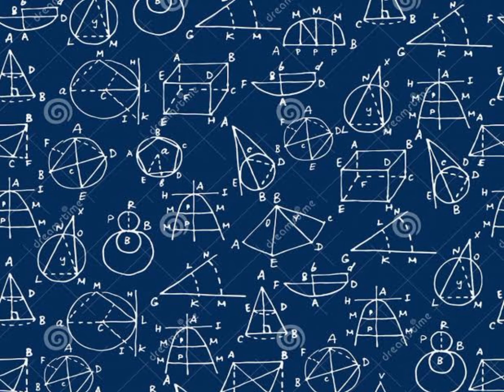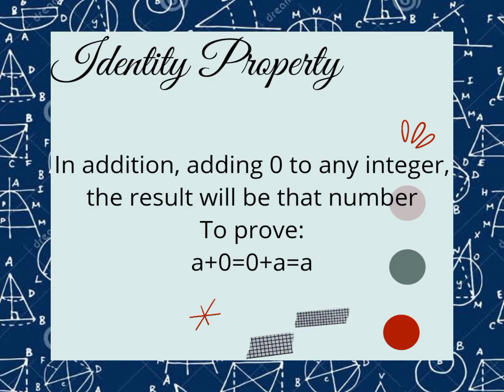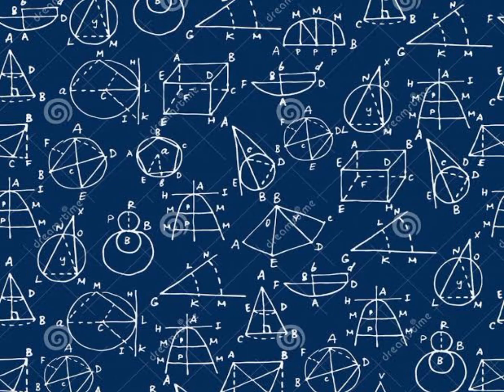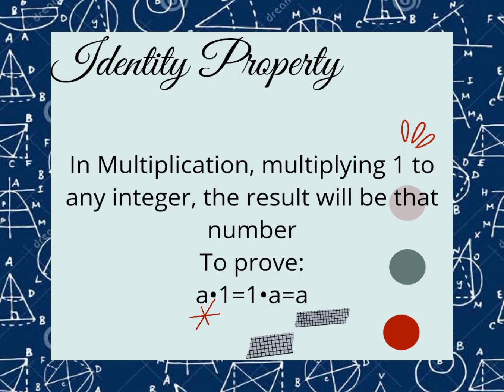The last property is identity property. In addition, when adding 0 to any integer, the result will be that number. For example, a plus 0 is equal to 0 plus a, which will always be that number. In multiplication, multiplying by 1 leaves the number unchanged. For instance, a times 1 is equal to that number.